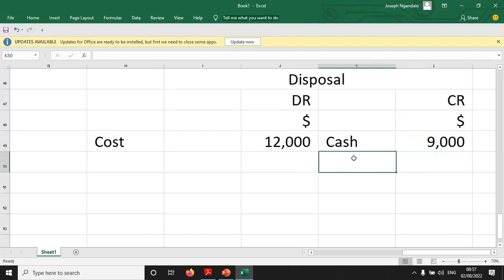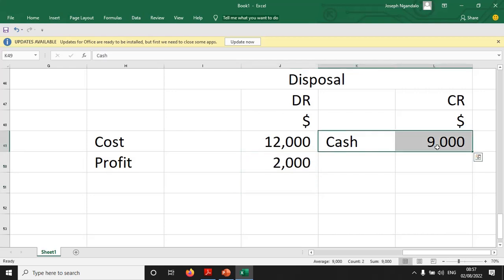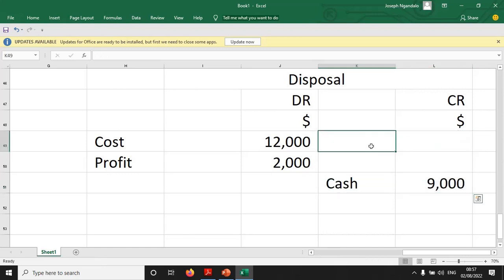And then where do we put profit? When we make profit? On the debit, isn't it? How much? In fact, please don't worry. Just follow what is going on here. Normally we have got depreciation there, isn't it? So that is what we're looking for actually.